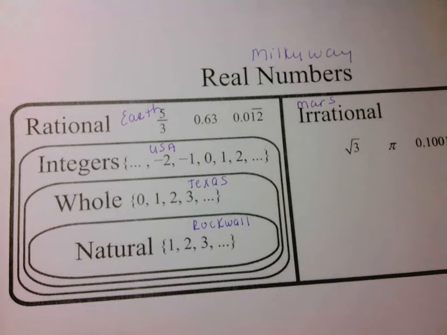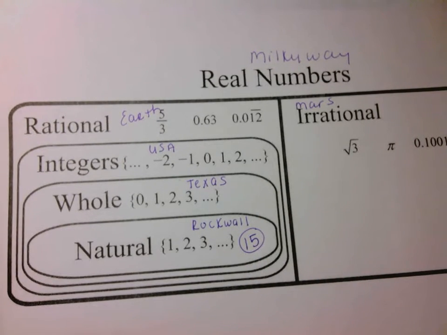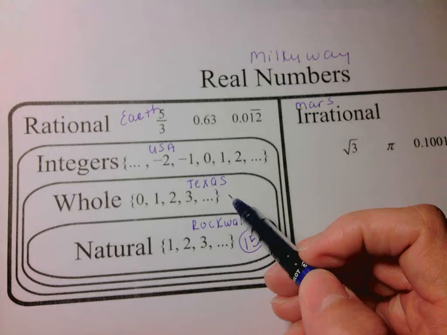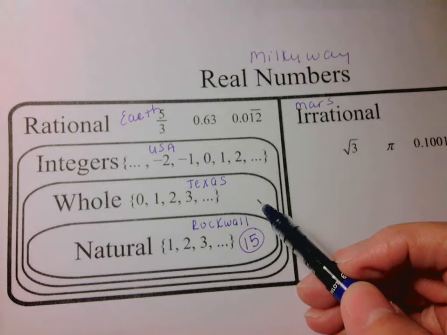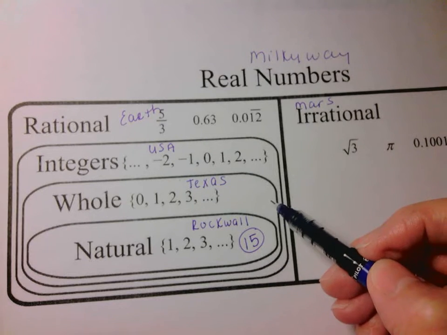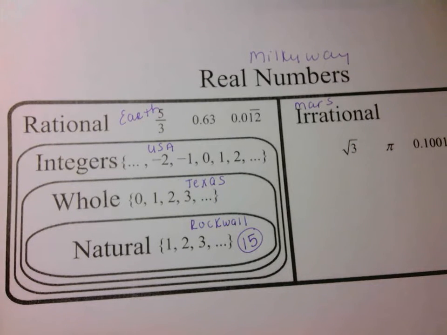So let's look at the first example. The first example is 15. What you're trying to do is find the smallest subset to which this number belongs. And when you do so, you find that 15 is a natural number. So 15 is like Rockwall. If you're in Rockwall, you're also in Texas, in the United States of America, on planet Earth, in the Milky Way galaxy. So 15 is a natural number, but it's also a whole number, it's an integer, and it's rational. And they're all real numbers because that's all we're talking about in algebra is real numbers.